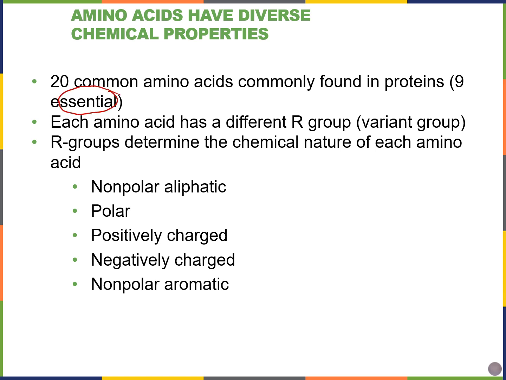We need to get them from someone else, and we do that through our diet, the food we eat. Of those 20 amino acids, they differ in their R group or side chain. Sometimes it's also known as a variant group, although I don't really see this term very frequently. We have several types or classifications of R groups. Some of these R groups are nonpolar aliphatic, some of them are polar, etc. And we're going to see this in the next slide.